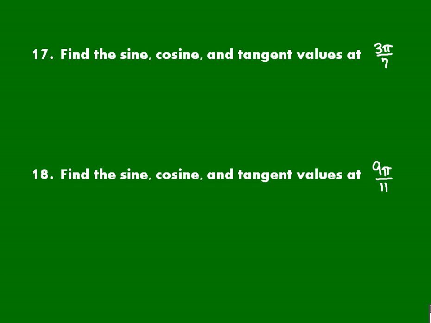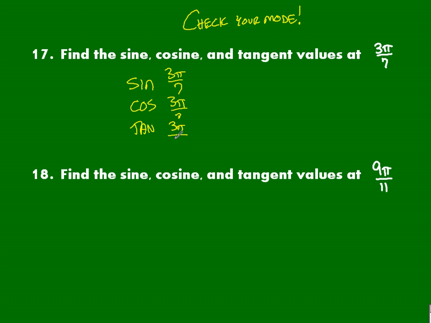All you have to do is plug these into your calculator and then round it. Make sure to check your mode. What mode are you in? If it has a degree symbol, then you should be in degree mode. These ones do not have degree symbols, therefore they are not degrees, they are radians. So, just so you can see, if I need to find sine, cosine, and tangent of each of these, so sine of 3 pi over 7, cosine of 3 pi over 7, and tangent of 3 pi over 7.